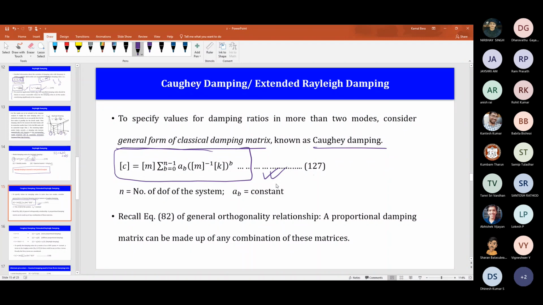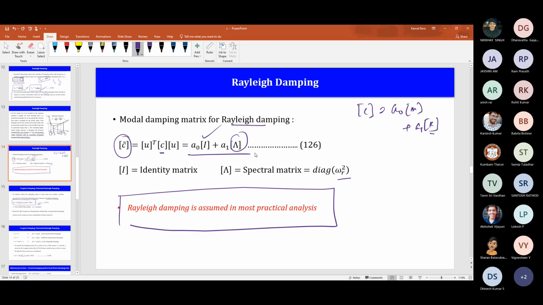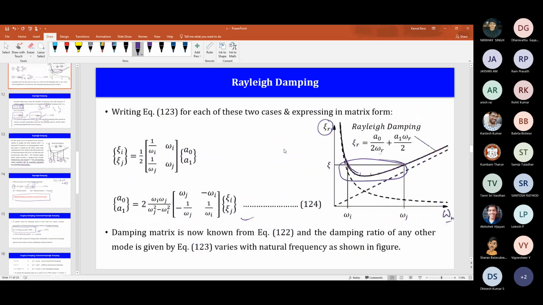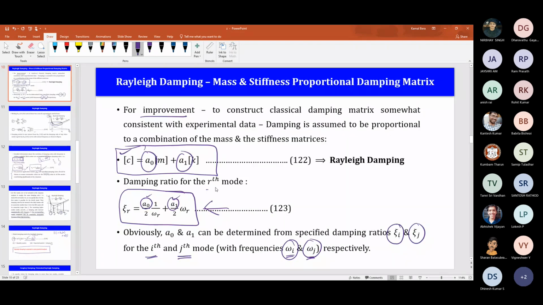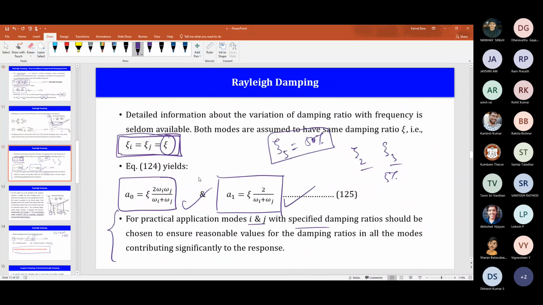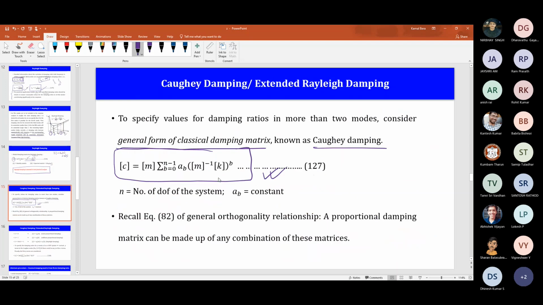The idea that you are using is orthogonality, right? In Rayleigh damping also, why are we choosing a0 M plus a1 K? Because we know that M and K are orthogonal with respect to the eigenvectors. Here also a similar concept is used. I have not discussed it, but I told you that there exists a family of orthogonality relationship, and I have given you the expression.